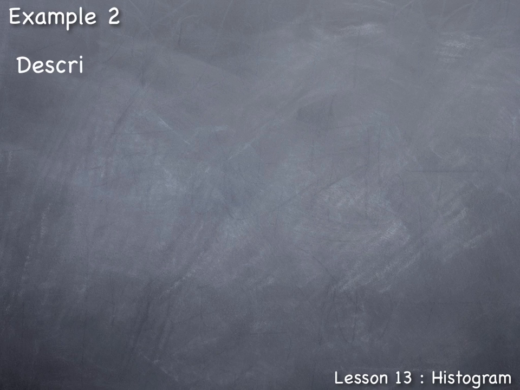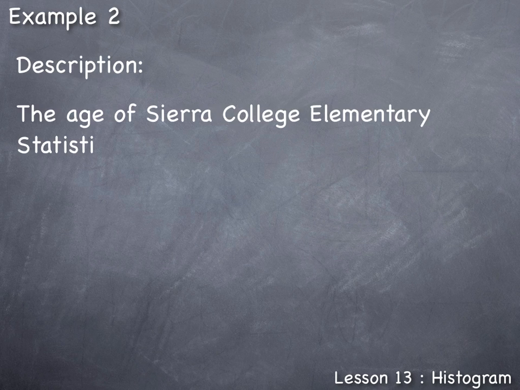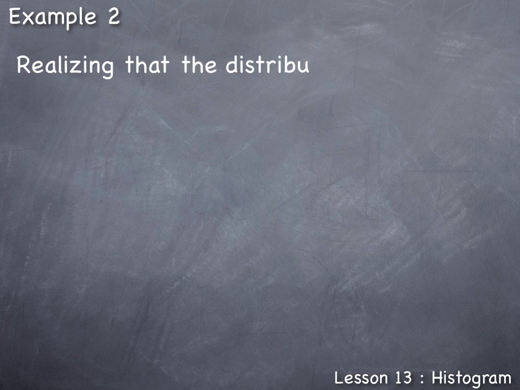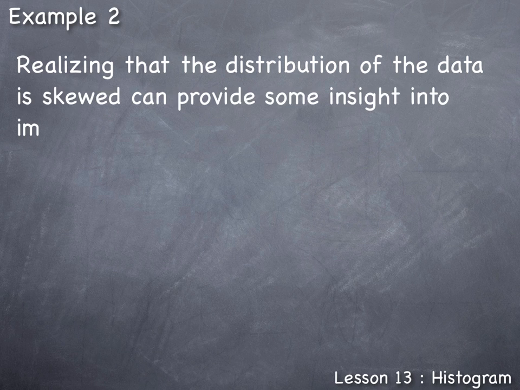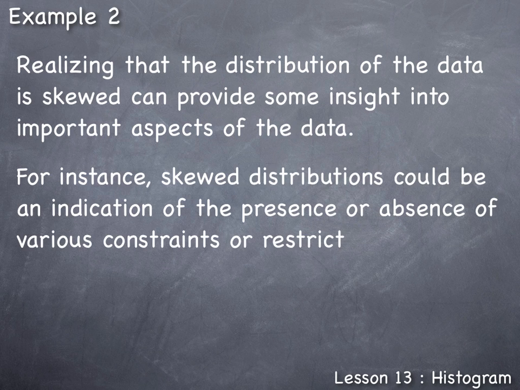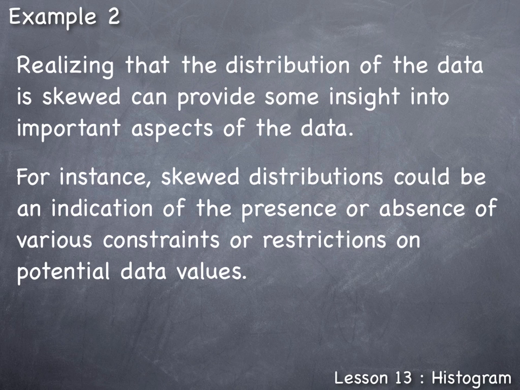So we can give the following description. The age of Sierra College elementary statistics students has a positively skewed shape distribution. Now, realizing that the distribution of the data is skewed can provide some insight into important aspects of the data. For instance, skewed distributions could be an indication of the presence or absence of various constraints or restrictions on potential data values.